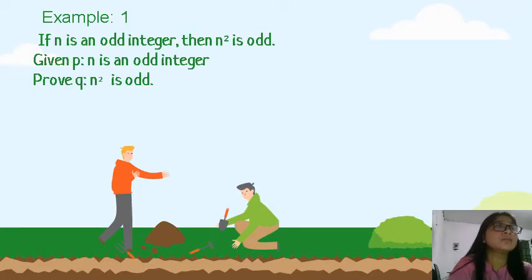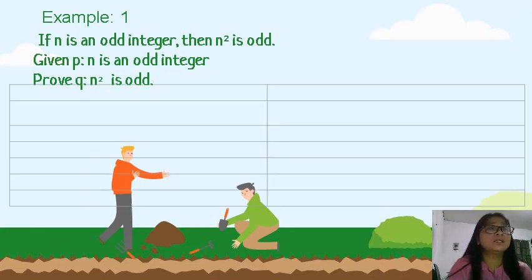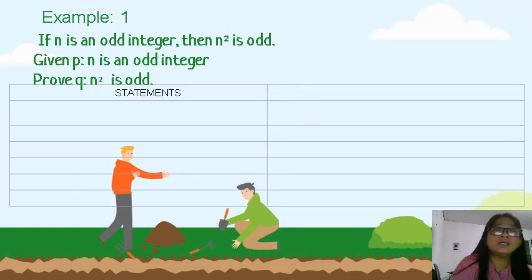Number 1, if n is an odd number, then n squared is odd. So ang given natin, which is P, n is an odd integer. Prove that Q, ang conclusion natin na n squared is odd. So what you're going to do is make a table of statement and reason.